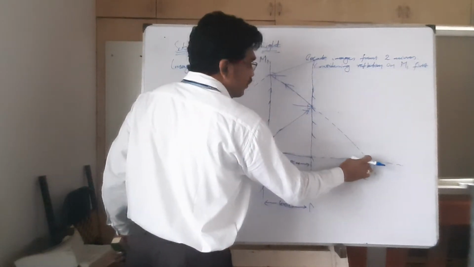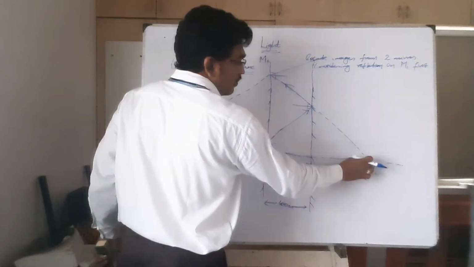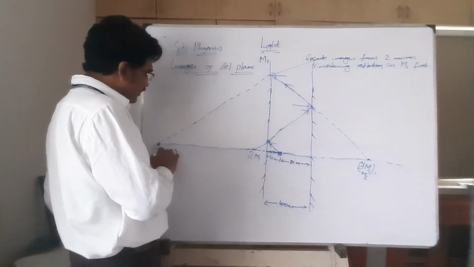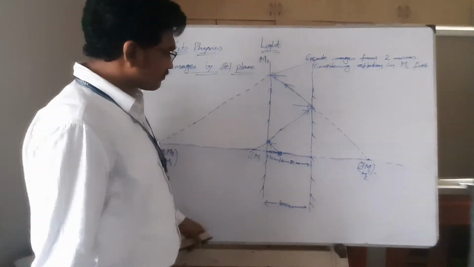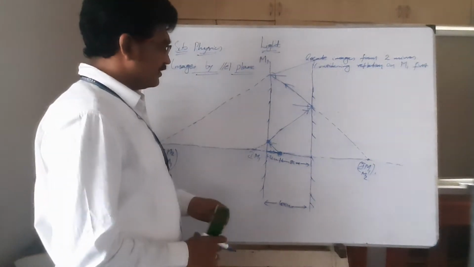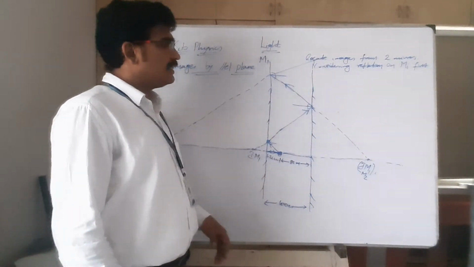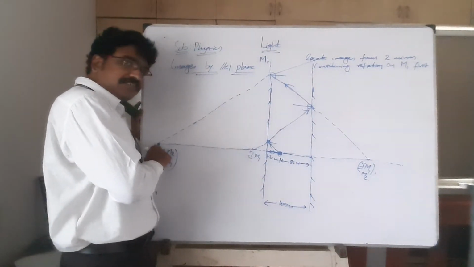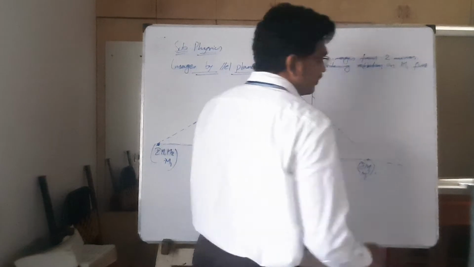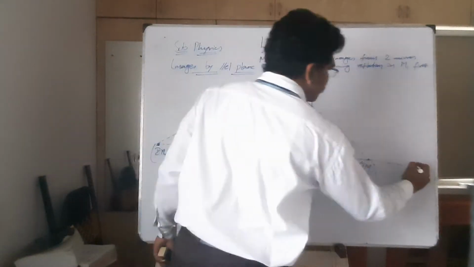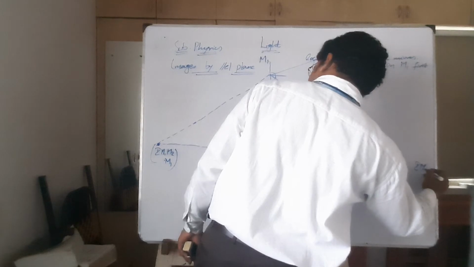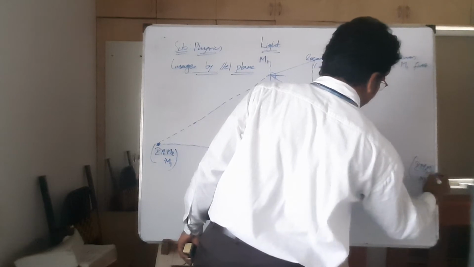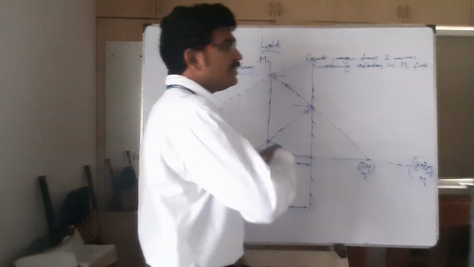So this point is acting as an object for M1, and the image of this object is formed here. I have written M1 M2 formed on M1. This is what you should understand whenever you are calculating. Like that, now this is going to act as the object for M2. Again we are going to get another one here. What is that? We are going to get another one, like M2 M1 on M2.